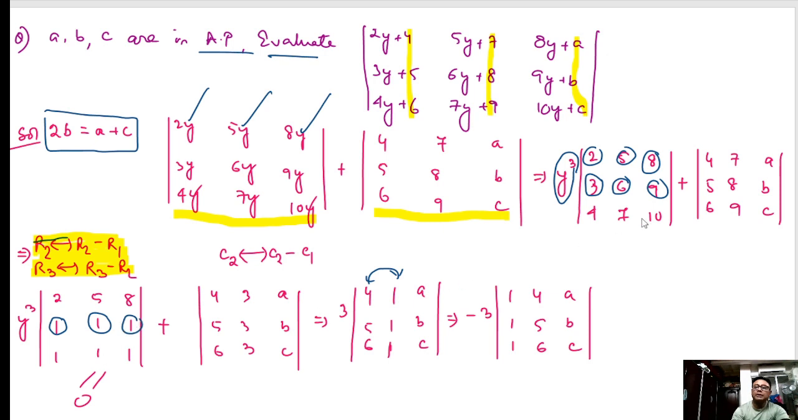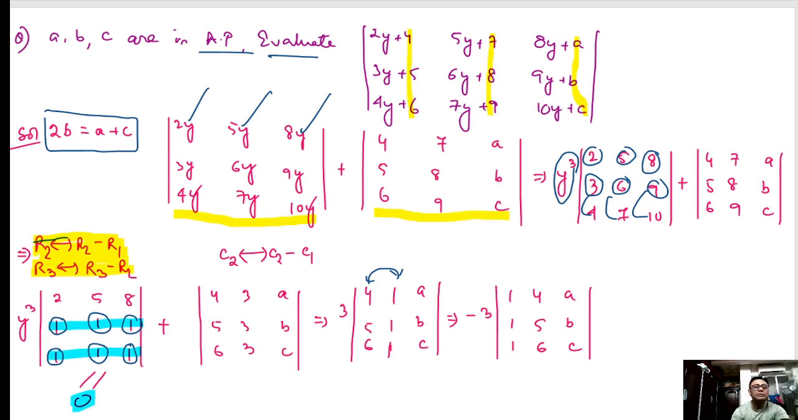And in R3 we are doing 4 minus 3 and keeping it in R3. Then we do 7 minus 6 and keep it in R3. Then we do 10 minus 9 and keep it in R3. So as you can see, the second row and the third row have become the same. So the value of this is 0.